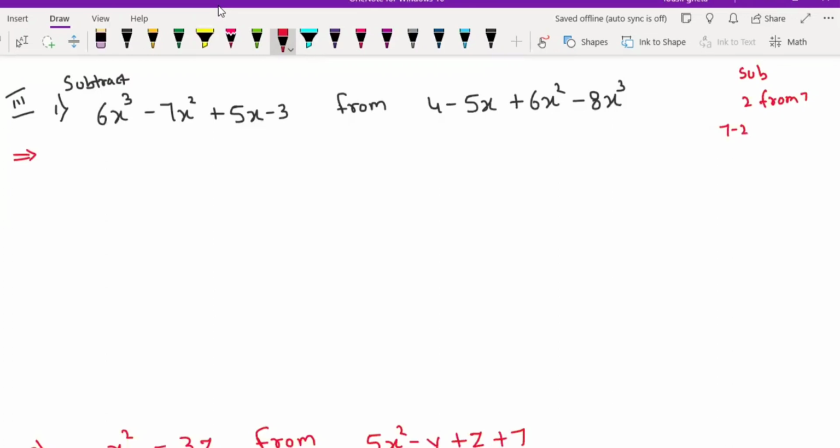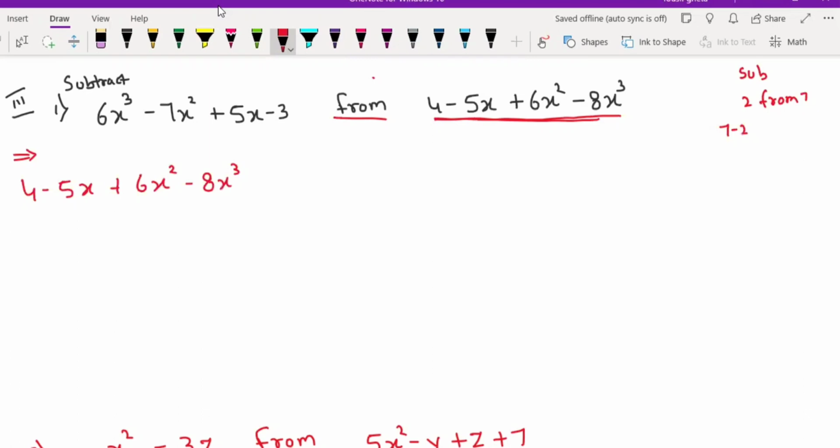As you can see in between they give us from. From says us to solve it like how you know. Whenever they give the from in the question, we need to consider the second expression first. We need to write down the second expression first. So this is our second expression. That is 4 minus 5x plus 6x square minus 8x cube.